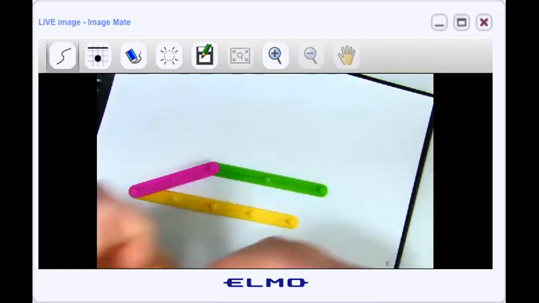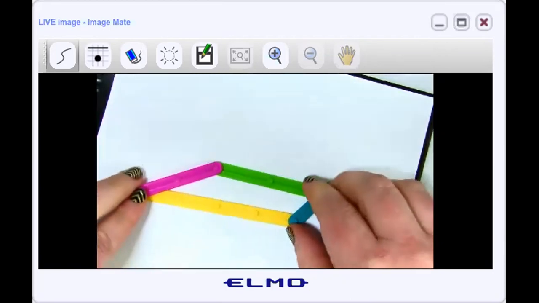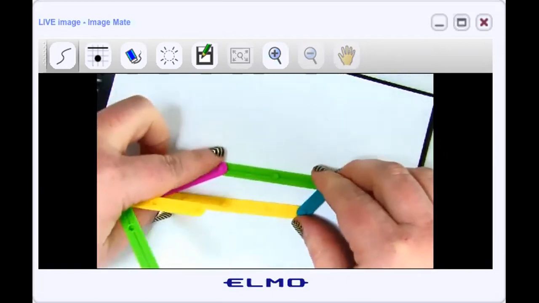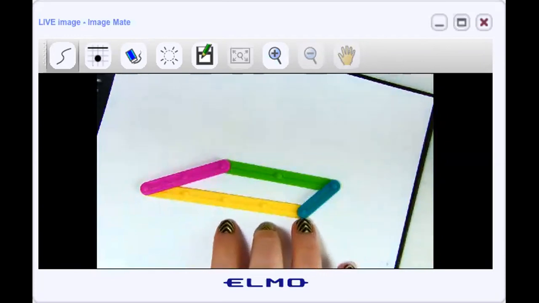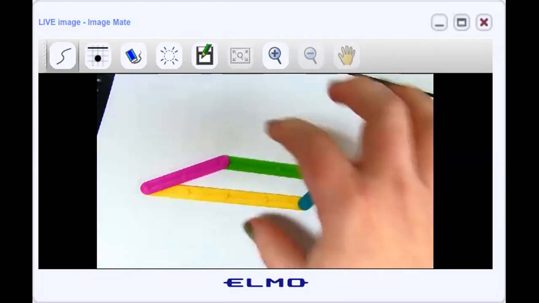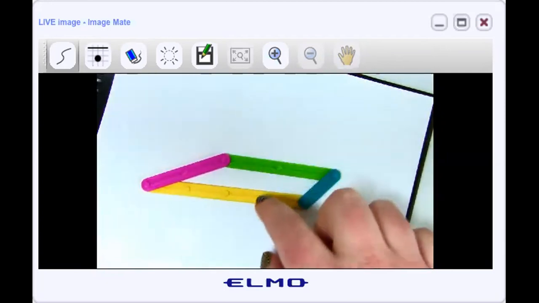I wonder if this would reach. Oh yeah, pretty close. There we go. So as long as that green and yellow are still parallel to each other, that would count as a trapezoid because I only have one pair of opposite sides that's parallel.